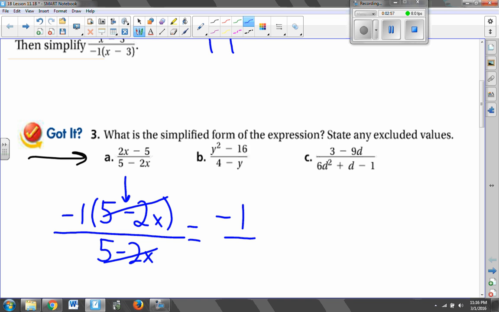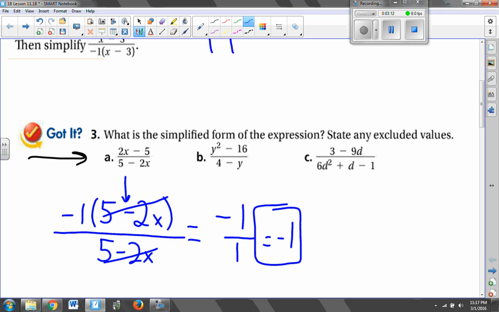But remember, in this case, when we're factoring and canceling, it's all about dividing. So when we divide everything away and there is nothing left, we still have a 1. So negative 1 over 1, or just a negative 1, would be my simplified form there.